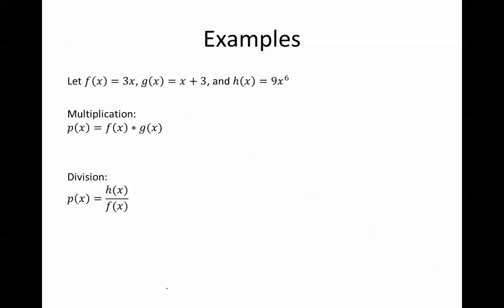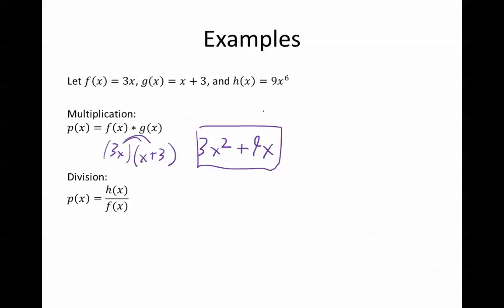We've got multiplication and division too. Again, we simply replace the f of x with 3x times the g of x, which is x plus 3. I'm multiplying these, so I distribute that, and I get 3x squared plus 9x. And so p of x equals 3x squared plus 9x. Again, I'm not introducing any new rules for the operations, but what I am doing is putting it in the context of the function notation, which we've already done.